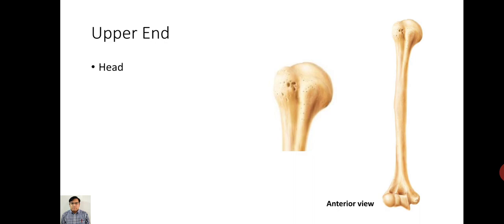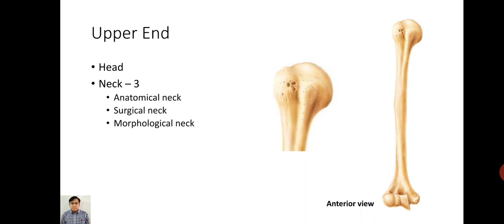Upper end is having head. The rounded structure of the upper end is head, this one. Then neck. Humerus is having three necks. They are anatomical neck, surgical neck and morphological neck. So anatomical neck, this dotted line shows the anatomical neck, which separates the rounded head from the rest of the upper end.